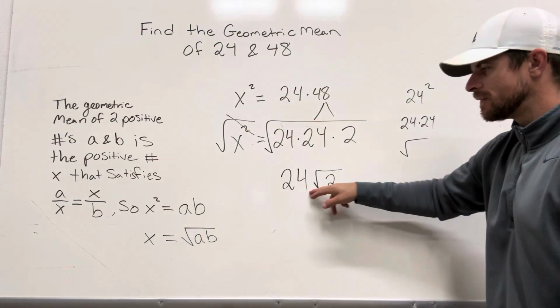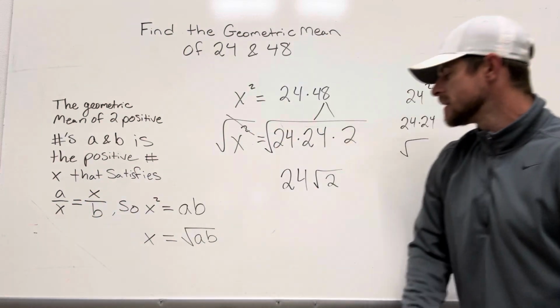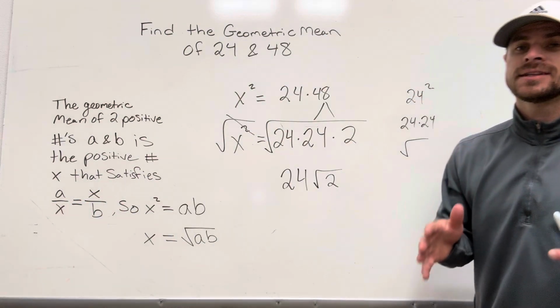That would be the one and only value that, when A over X is equal to X over B, is the value we're looking for, finding the geometric mean.